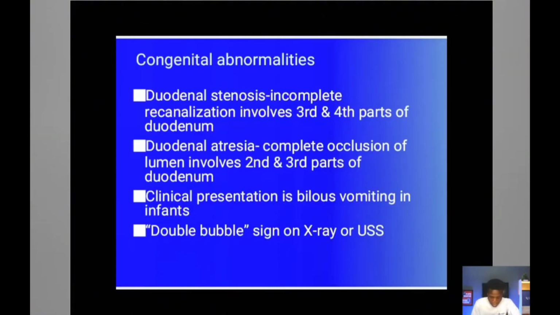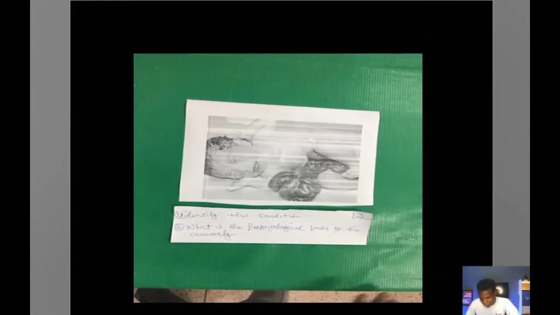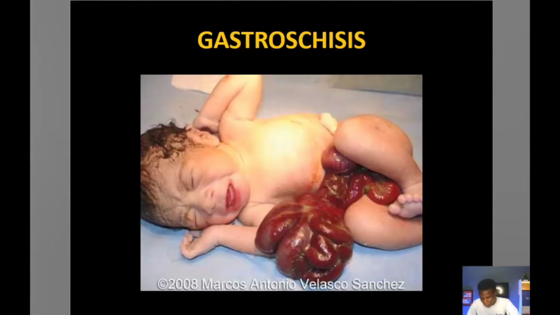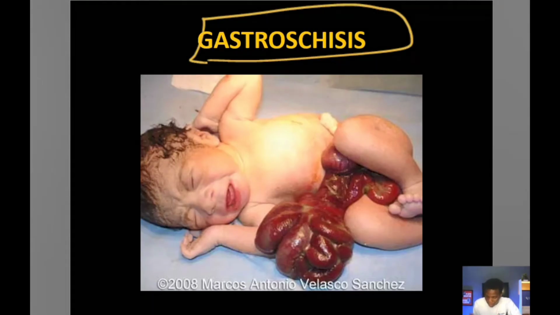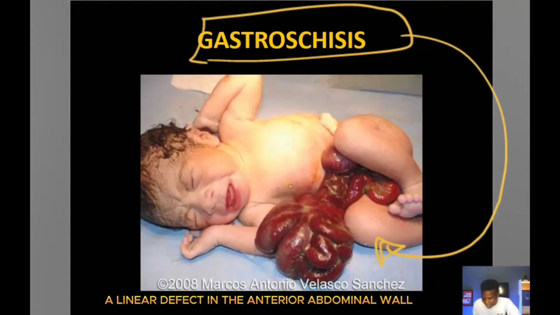Now take a look at this. We're at the level of the midgut. Okay, this is a condition also printed on a sheet of paper. The question will be, what is the condition, or what is the embryological basis for the anomaly? Now let me get you a better picture. This is that same thing we had earlier. The condition is gastroschisis. Okay, now the embryological reason for gastroschisis is a linear defect in the anterior abdominal wall.